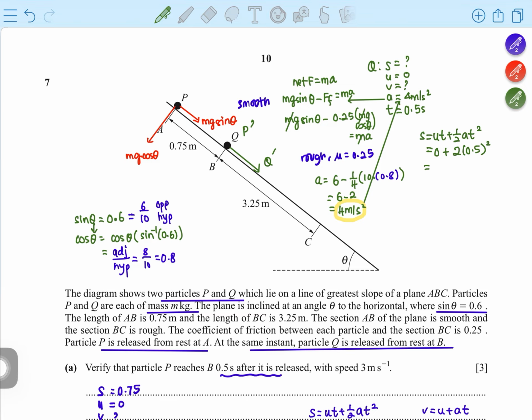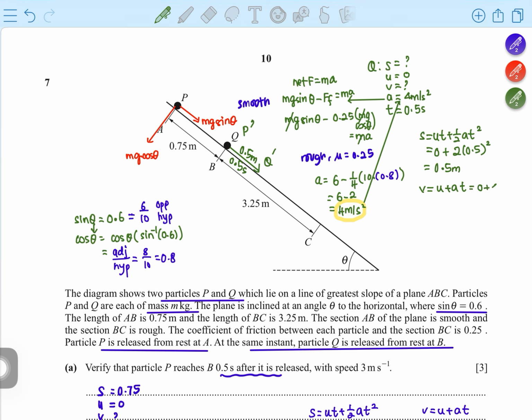0.5 squared times 2. Okay, so it has traveled 0.5 meter. So this part here is 0.5 meter, and what is the time taken? 0.5 second. Okay, now I want to know what is the speed of that Q when it has traveled for 0.5 second.